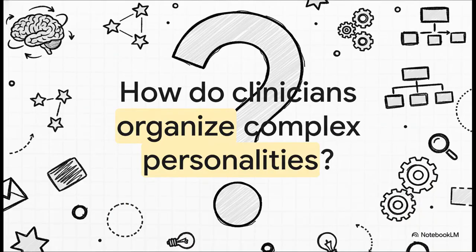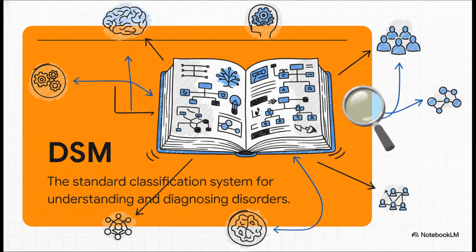So, you gotta wonder, right? When these personality patterns become so persistent that they cause real distress, how in the world do mental health professionals even begin to organize and understand them? I mean, it seems like an impossible task, but believe it or not, there is a system. And the answer lies in this book, the DSM, or the Diagnostic and Statistical Manual of Mental Disorders.